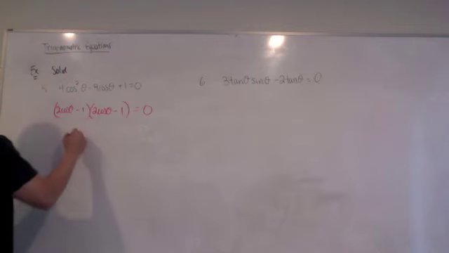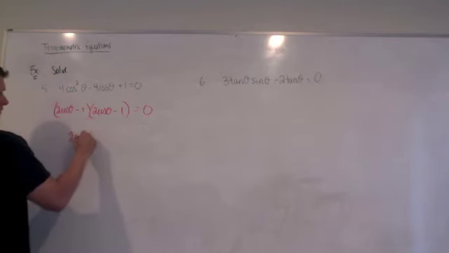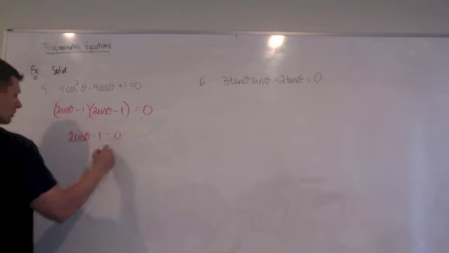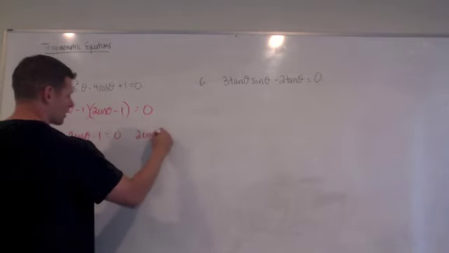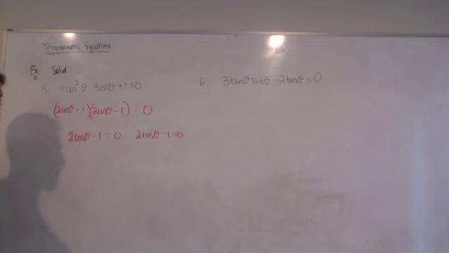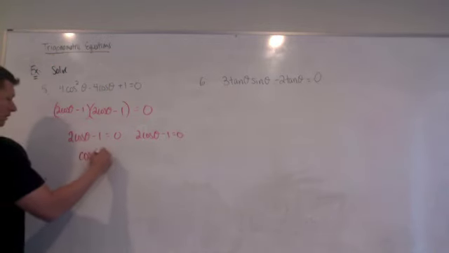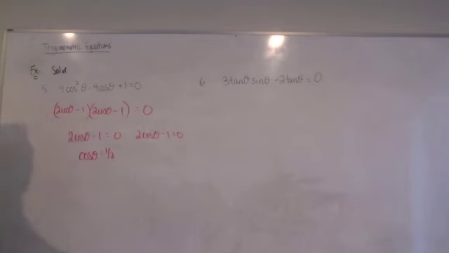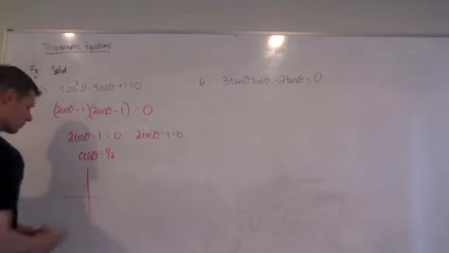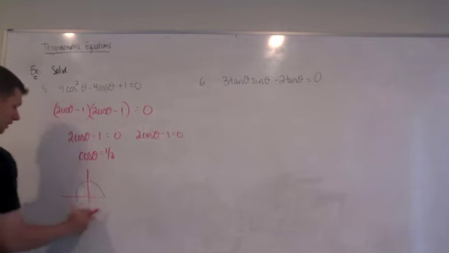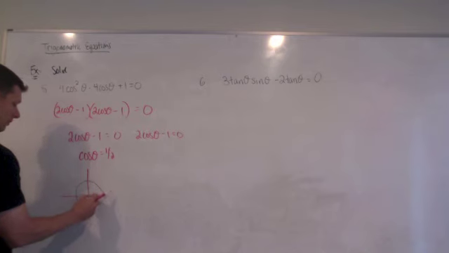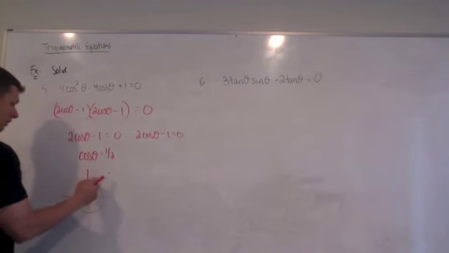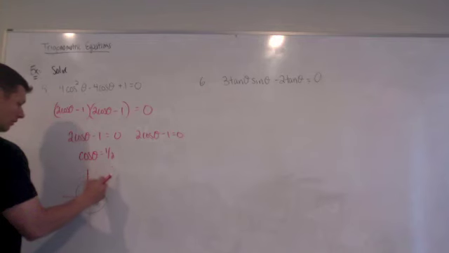So then, using the zero product property, I have 2 cosine theta minus 1 equals 0, or 2 cosine theta minus 1 equals 0. If you solve one, you solve the other. So I have here cosine of theta equals 1/2. So when does that happen? Well, if we draw our little unit circle, we want cosine, the x value, to be 1/2. That puts the y value at √3/2. So I have 1/2 comma √3/2.